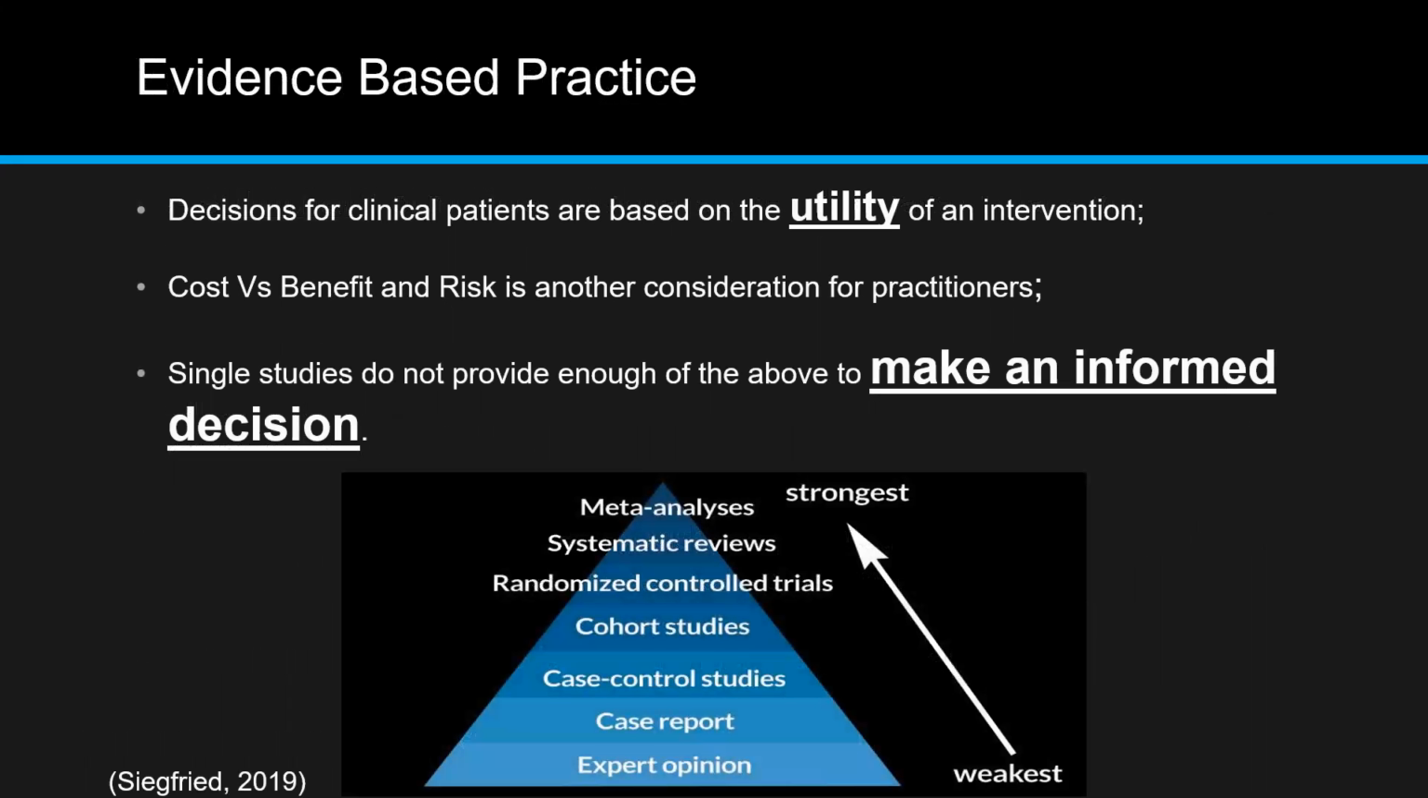So why conduct a meta-analysis when there are a couple of studies out there that say that the intervention works? Well, simply it's because in medical settings, evidence-based practice is essential. As a healthcare professional, you'll base your decisions off the utility of the intervention. You also have to consider the costs, benefits, and risk. And single studies don't provide enough of that information to help that decision. In the health hierarchy of evidence, meta-analysis is the highest and strongest form of evidence. Systematic reviews are on the second level, and we will discuss why later.